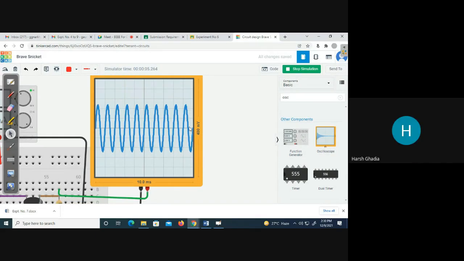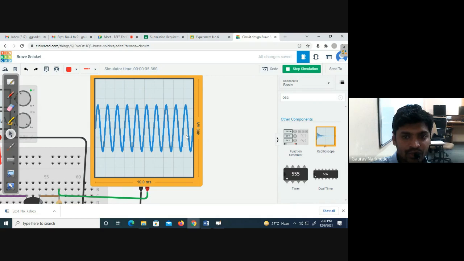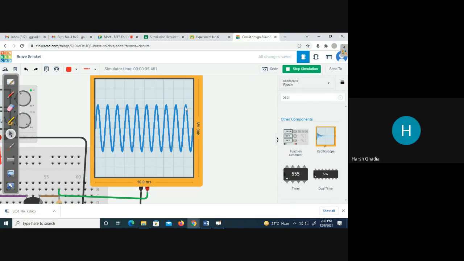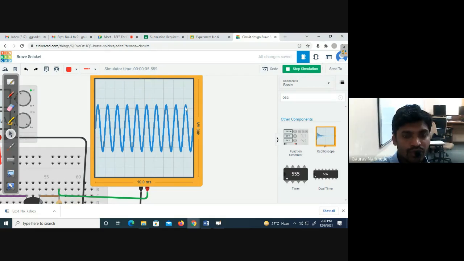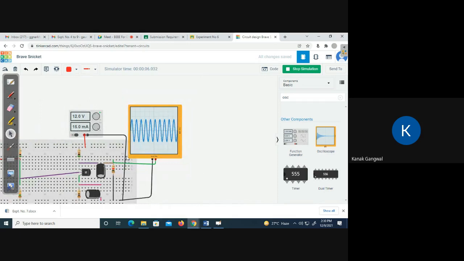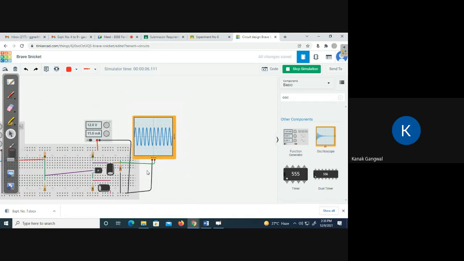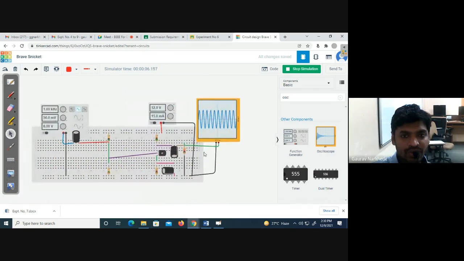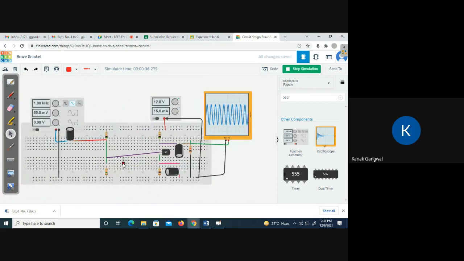So how many divisions is this? 1, 2, 3, 4, and 5 divisions, right? So 5 into 40, how much? 200 millivolts, right? Correct? Yes. So sir, input is 50 millivolts and output is 200 millivolts. Are you getting the voltage gain? Yes, sir.